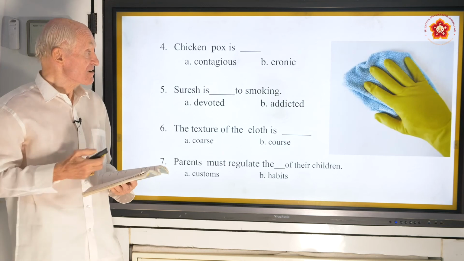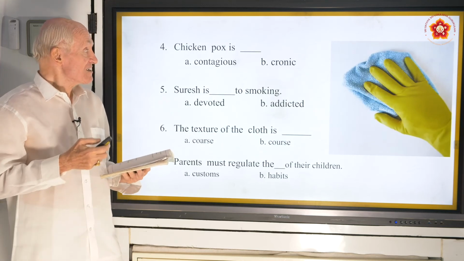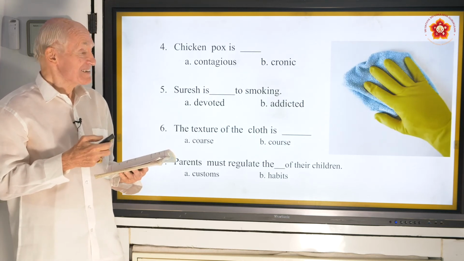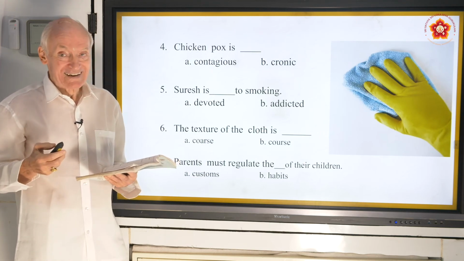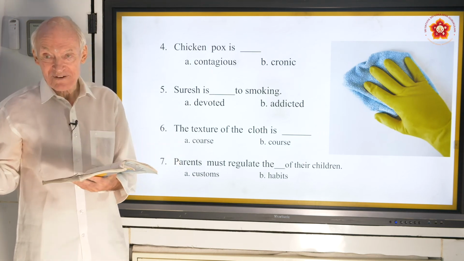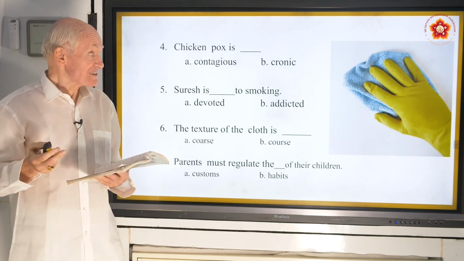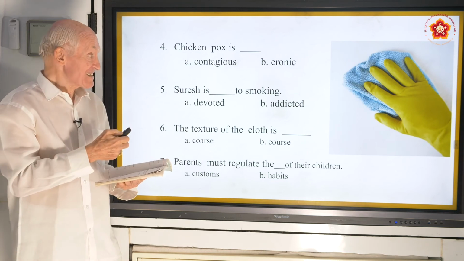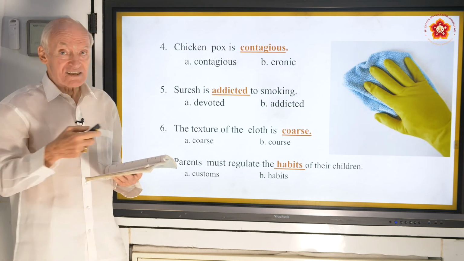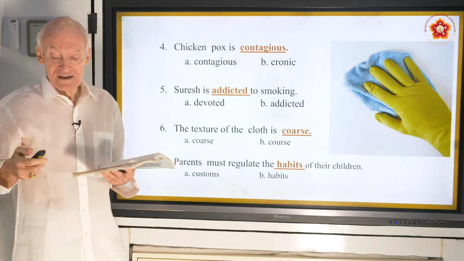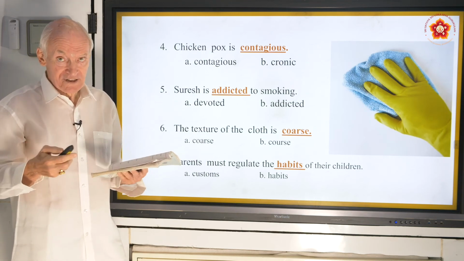Let's see some other pairs of words we can use. Chickenpox is, we all know chickenpox, okay? One person gets it and the rest of the family gets it. It's contagious. So let's see if that's the right answer. It's contagious. It's not chronic. It doesn't keep coming back. You get it, you're done with it, you don't get it again.